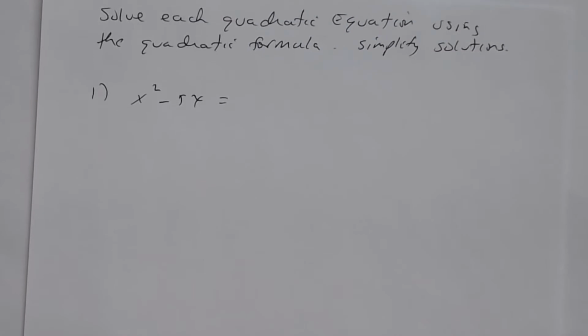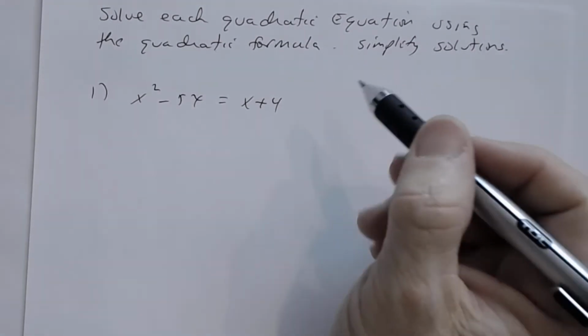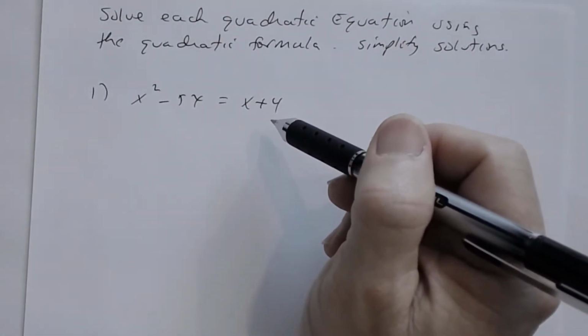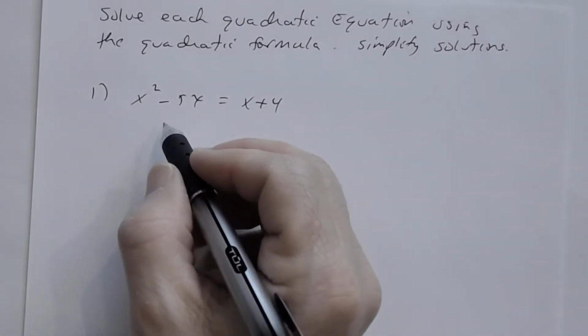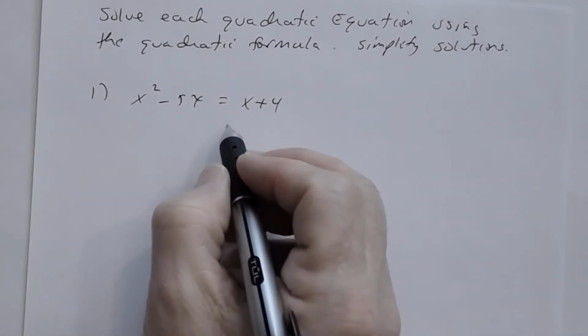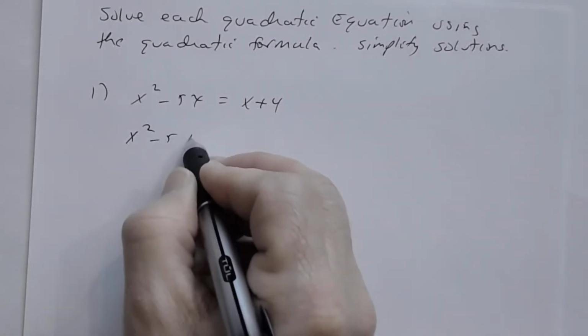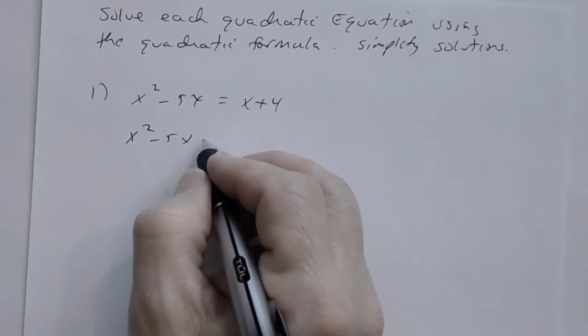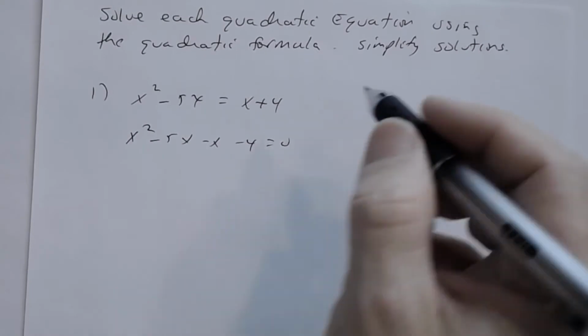So this is going to be number 1. Number 1, we have x squared minus 5x equals x plus 4. Now first of all, is this in standard form? It's not in standard form, right? So I'm going to bring all the terms to one side. I'm going to skip some steps here, but basically to bring the x over, we're going to subtract x from both sides. So we get x squared minus 5x, and when I subtract x from both sides, I get minus x. And when I subtract 4 from both sides, I get minus 4, and that's going to equal 0.